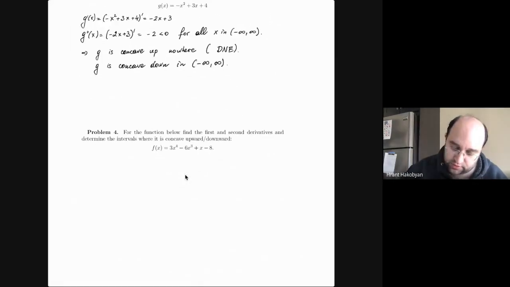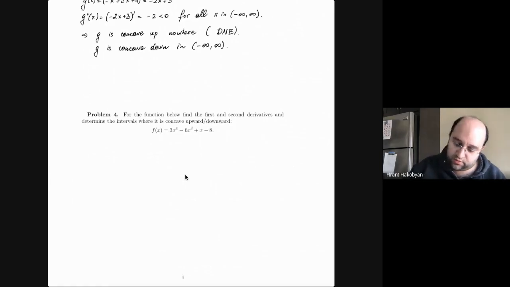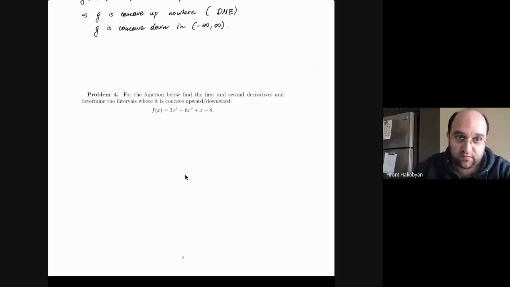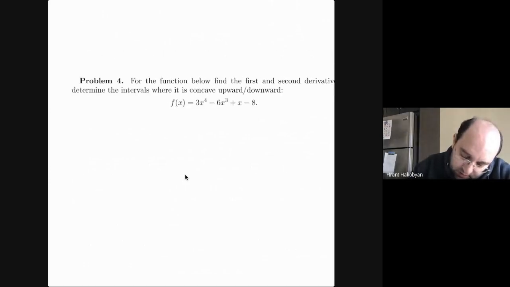This is a little more interesting. So for the function, again, we need to find first and second derivatives and determine the interval where it is concave up or concave down. So let's do derivative again. So f prime is the derivative of 3x to the 4 minus 6x to the 3 plus x minus 8.